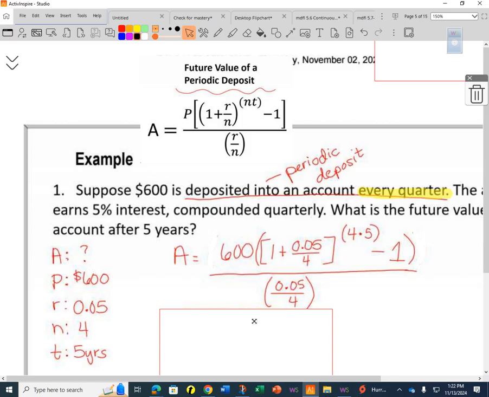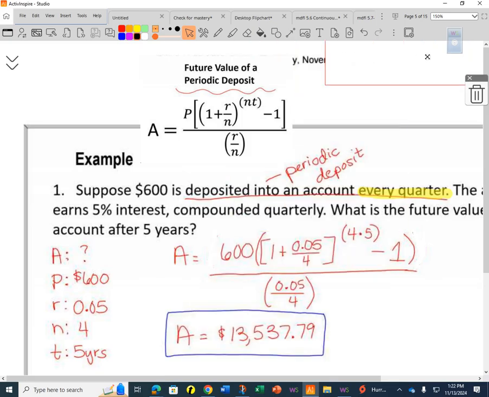I'm going to go ahead and show you the answer. So if you deposit $600 quarterly, that's 4 times a year for 5 years, that's 20 deposits, right? How much will it be worth? At 5% interest, it will be worth $13,537.79. Sounds like a lot, but remember, that's not all interest, right? That's not all money you've earned. A lot of that you put in yourself.